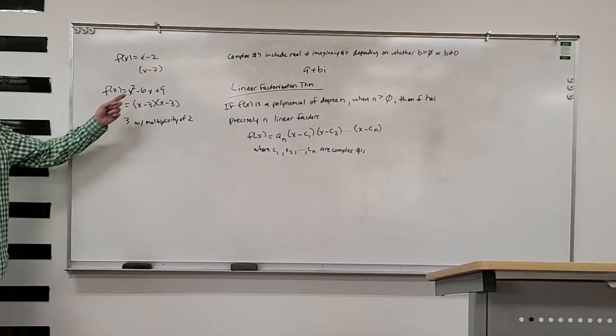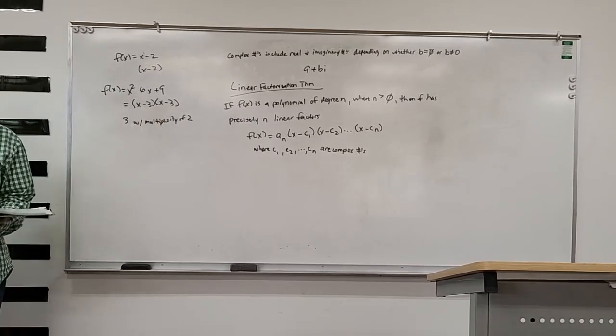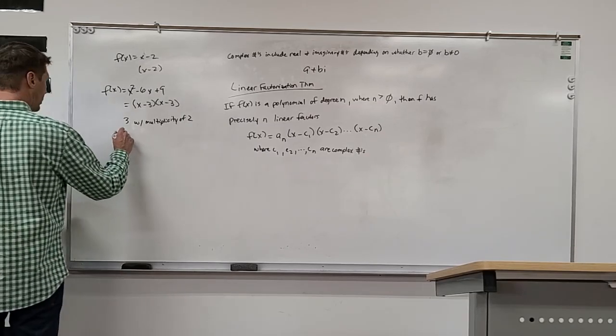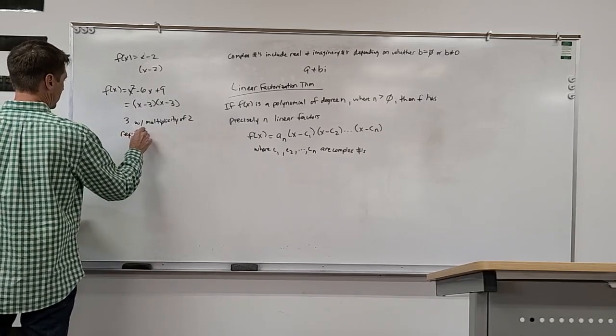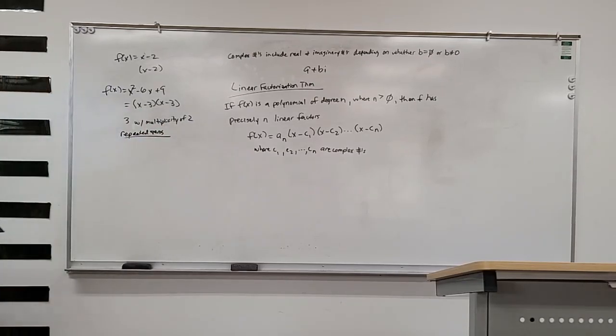When the highest power is 4, that counts as all the zeros, which proves this theorem here. So you can have a multiplicity of some value. We call these repeated zeros, right? That's the term we use to define those.